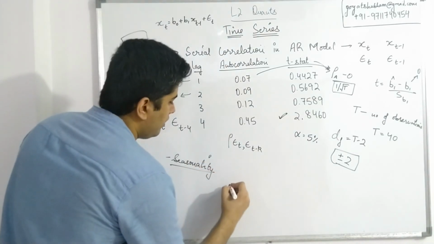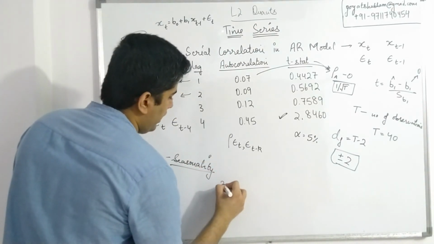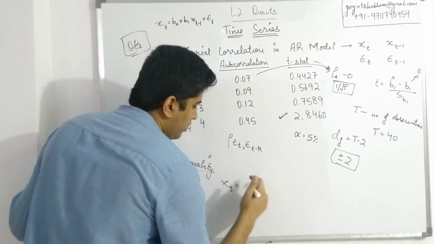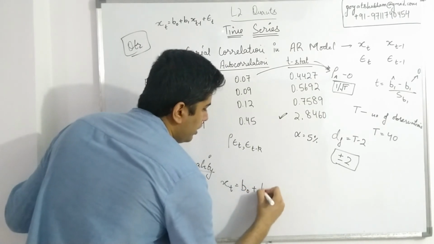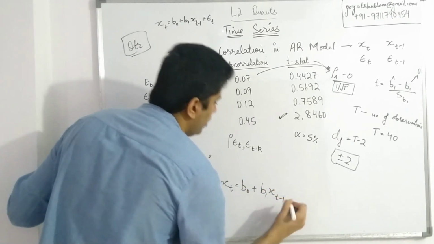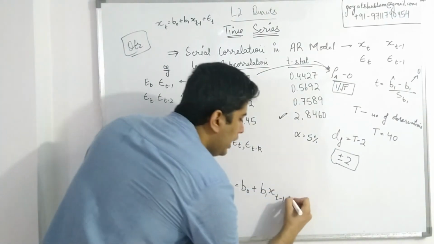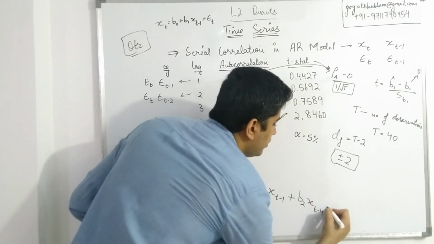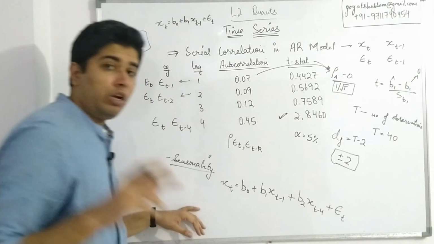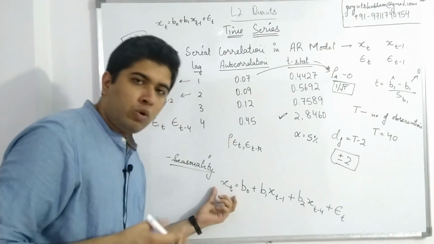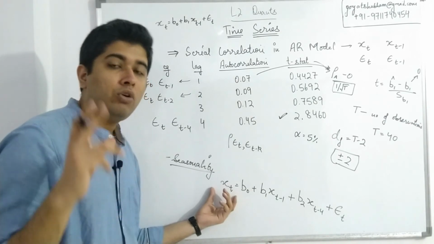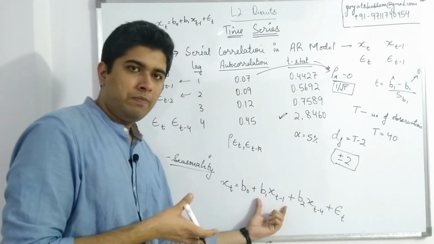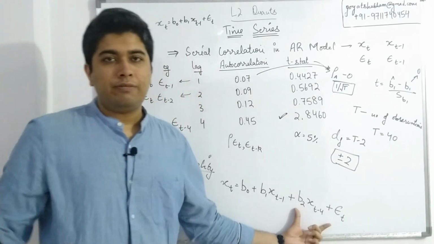So I'll have xt is equal to b0 plus b1 x t minus 1. So till this part, it's the same as what we had. We'll add another independent variable x t minus 4 plus error. So now what I'm saying is any quarterly results depend on two factors. The quarterly results for the immediately previous quarter and the same quarter last year.